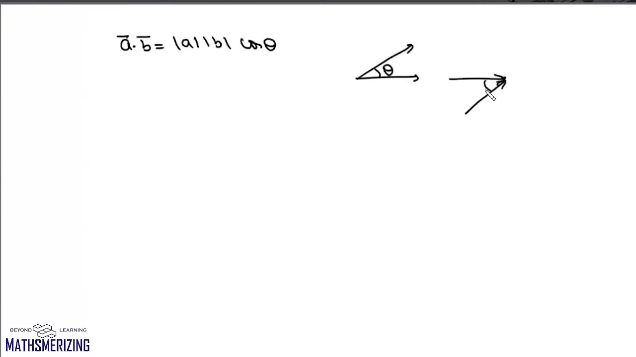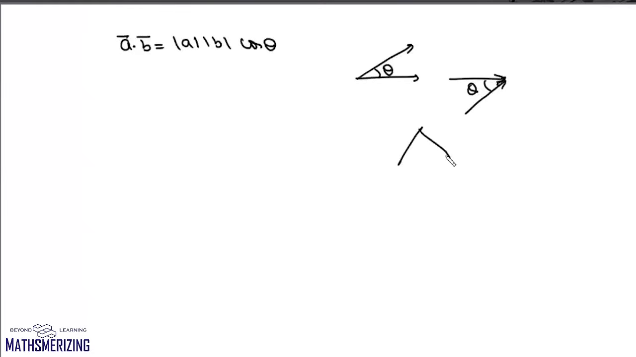Now dot product is fairly simple. If we have A dot B, it is nothing but mod A mod B cos theta. The only thing we need to remember here is the angle between any two vectors. It is given by the angle between their tails or the angle between their heads.